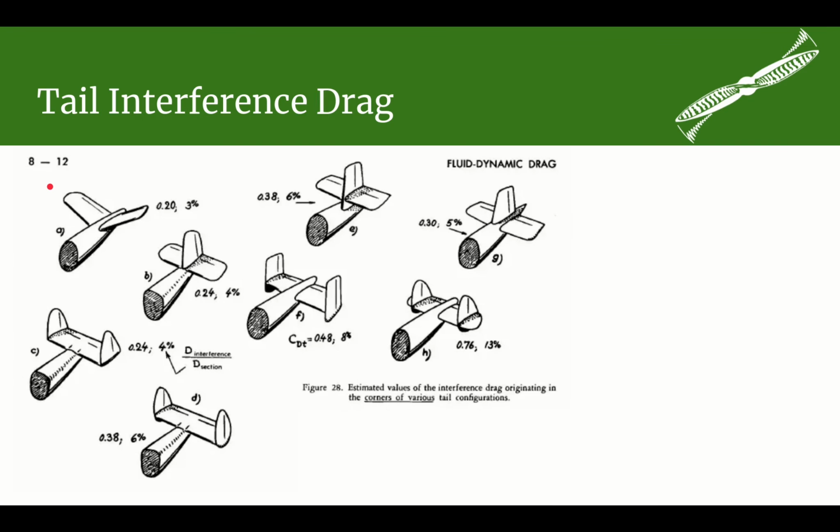Now, one of the common places to get interference drag is on the tail of your airplane.